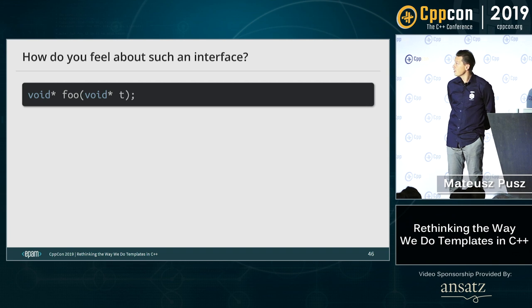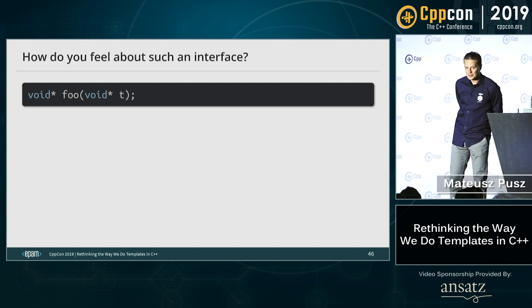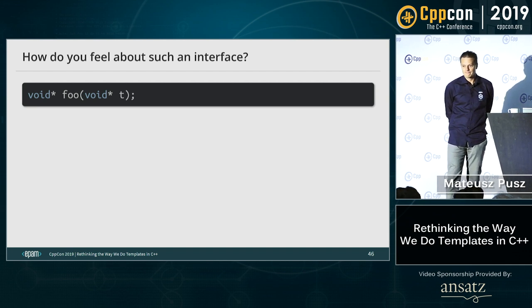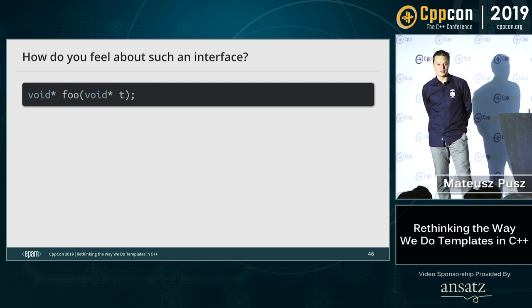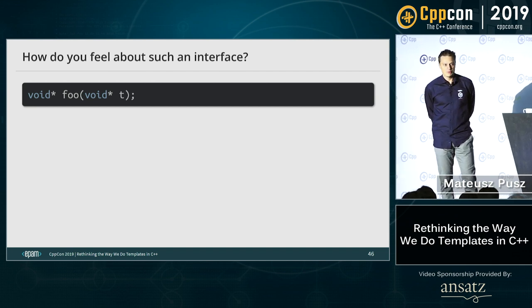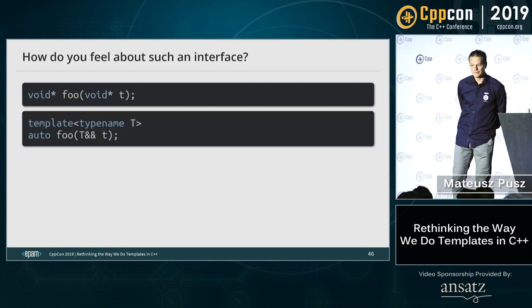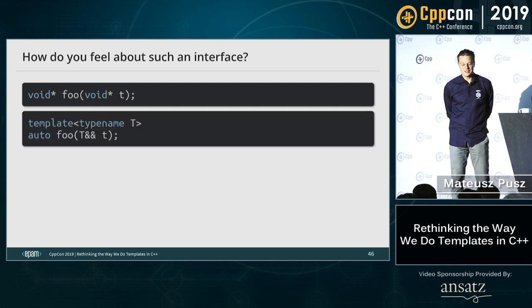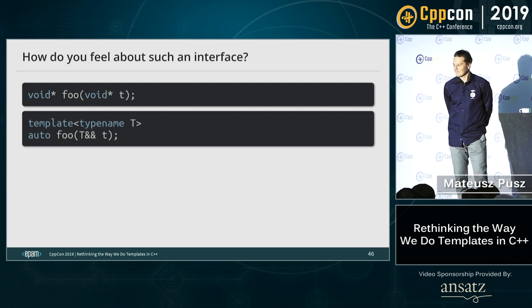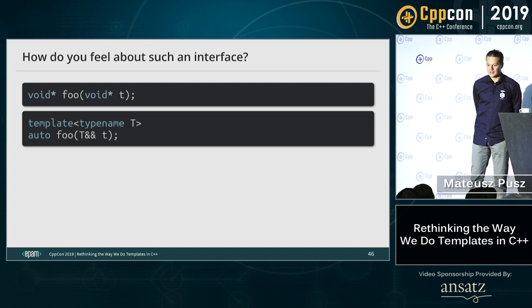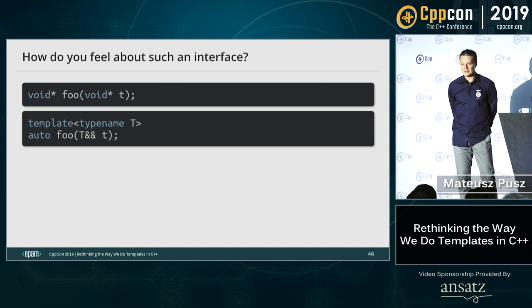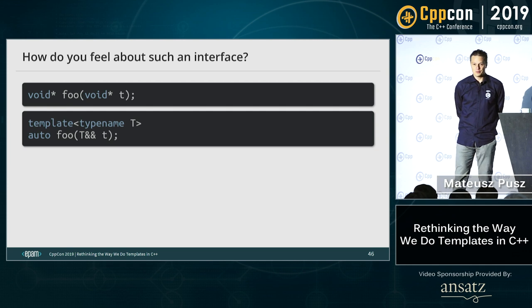Another feature and another tool in our library are concepts. How do you feel about this code? Do you like this interface? Probably not, yes? We have been laughing at this for many, many years. This is C, yes? But really, how much is this one different? It takes everything. It returns something. It's actually nearly the same. Maybe one will fail at runtime, another one will fail at compile time. But actually, the user has the same problem. The user doesn't know how to use it and what it does.